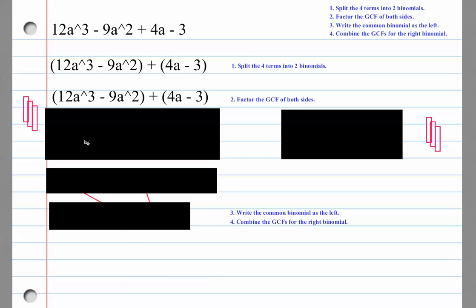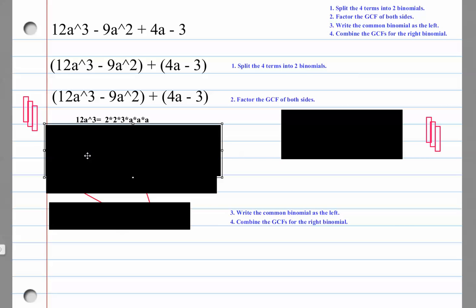So the first step is we're going to take the 12a to the third and break it up into the prime factors. So what that means is you're going to find all of the numbers that multiply to be 12 that are not divisible by anything else other than itself and 1. So 2 is a prime number, 3 is a prime number, so those are the prime factors. So 2 times 2 times 3 is 12. And then we're going to take a look at the exponent, so a to the third power, and that means it's a times a times a. So that's how we broke up 12a to the third.